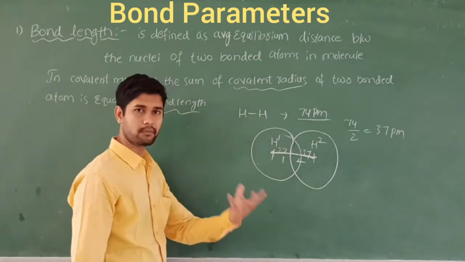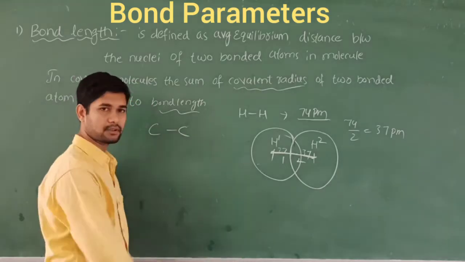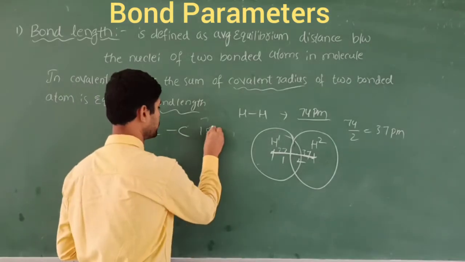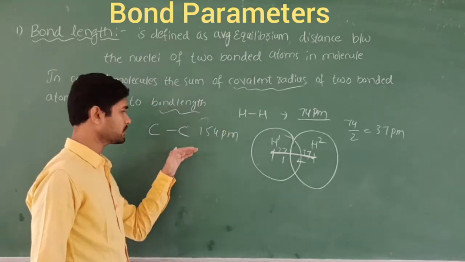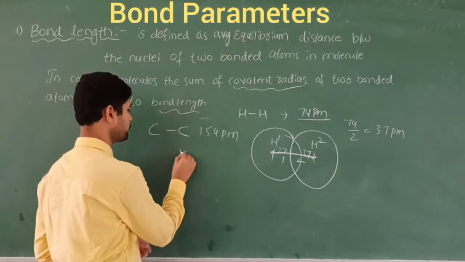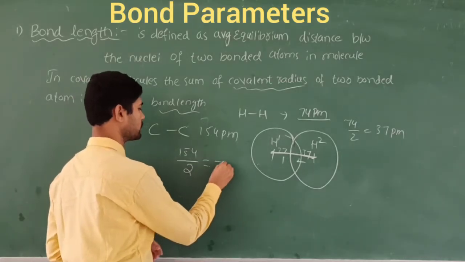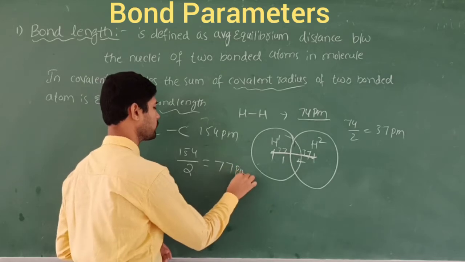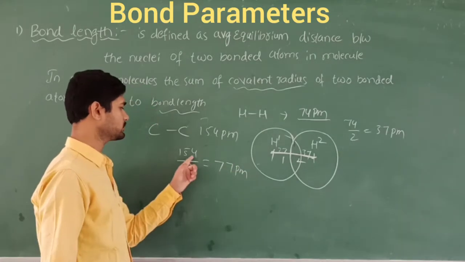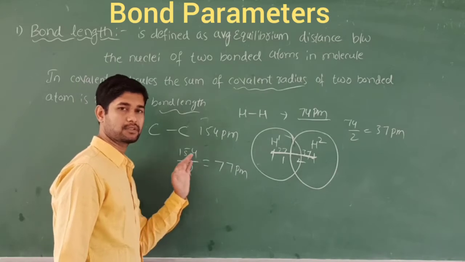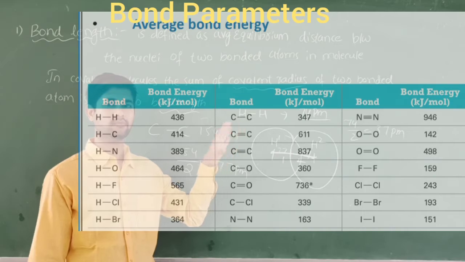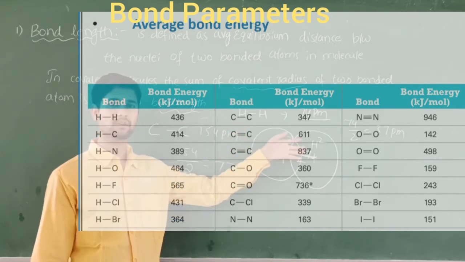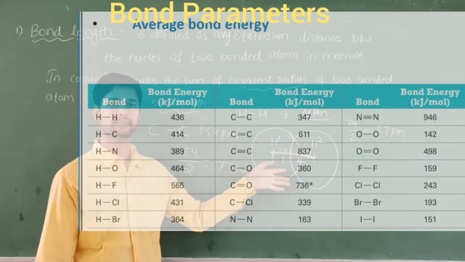That is 74 picometers. Suppose I take the carbon-carbon bond length, which is 154 picometers. What about its covalent radius? Covalent radius is nothing but half of the bond length. That is 154 divided by 2, and you get nearly 77 picometers. Right? 77 plus 77 gives 154 picometers. So this is about the bond length, and you will also see charts that give the exact bond distances for some common bonds, like hydrogen-fluorine, oxygen-hydrogen, and so on. You should just remember this.